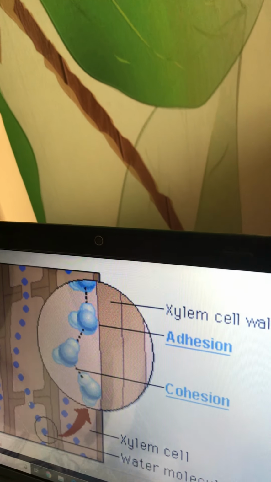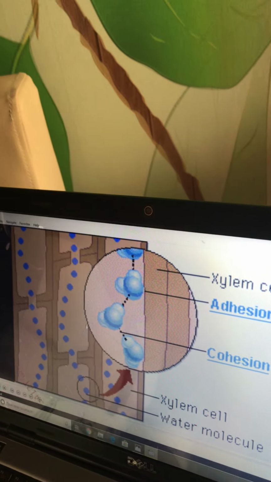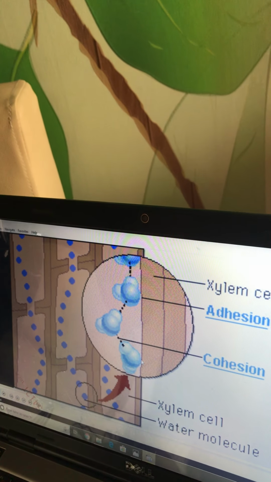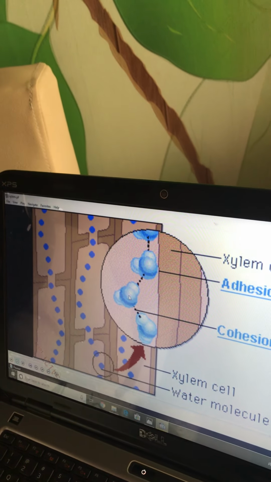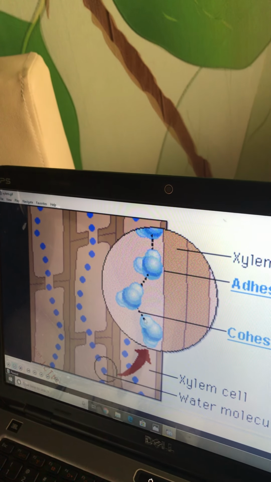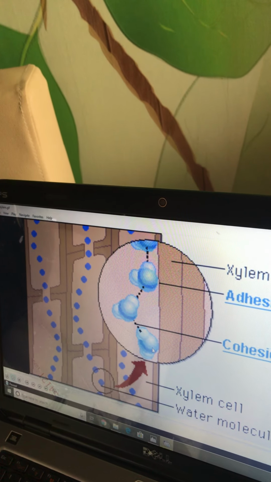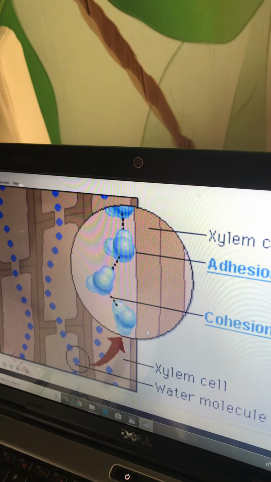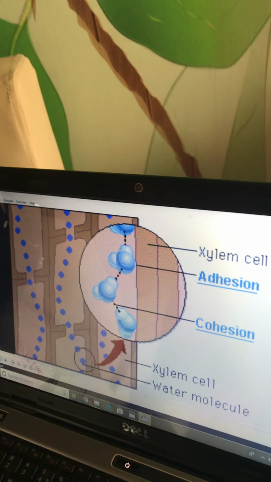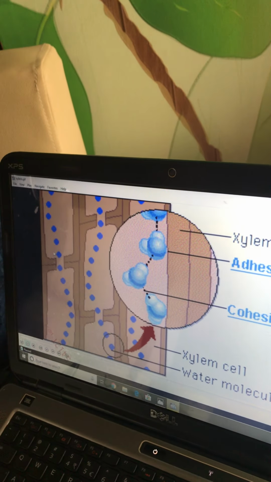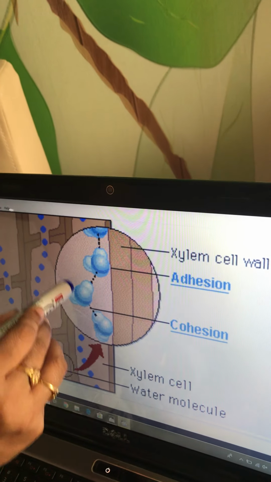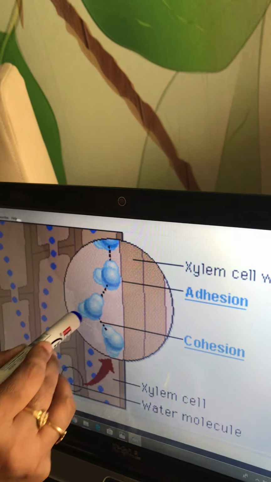When it forms a continuous water column, the force of attraction between one water molecule and another water molecule, which binds them together, that means attraction between similar molecules, is called cohesion, which helps the water molecules to bind with each other. Then where is it forming the water column? In the xylem vessels. You can see it is forming a water column in the xylem vessel.